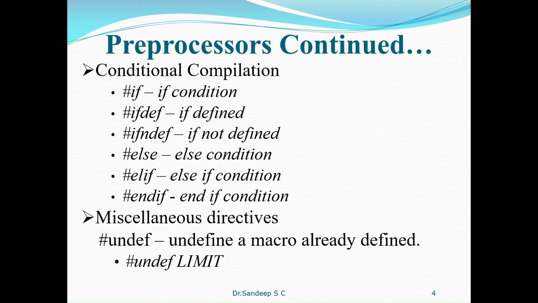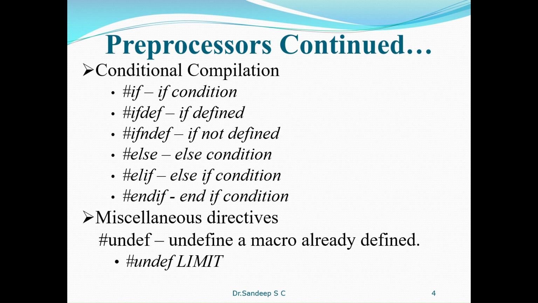If not defined, then we'll be writing the instruction to include a particular header file. Otherwise, it will not execute that part of the code if it is already included somewhere else. Especially when we are using a lot of different header files, there can be a nested header file, one inside the other. So to avoid any clashes during compilation, we use this preprocessor.